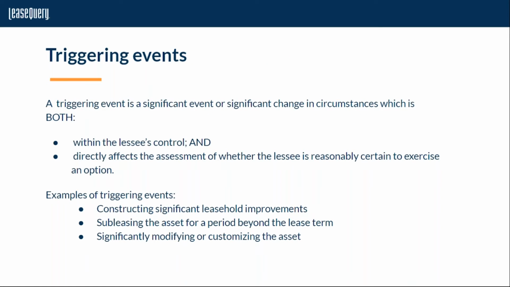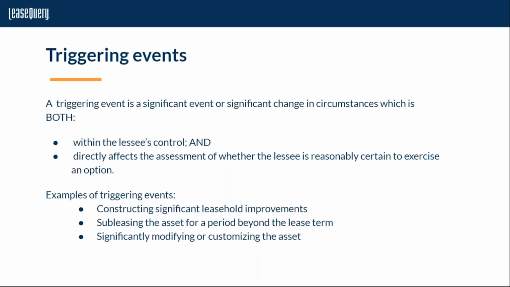Some examples of triggering events are constructing leasehold improvements, subleasing the asset for a period beyond the lease term, or significantly modifying or customizing the asset. With significant leasehold improvements, maybe you've done those a year before the lease is up. If they're of great cost, chances are you'd have the lease longer than just the one year remaining on the term and renew it. So examples of reassessments are changes in the lease term, purchase option assessments, residual value guarantee amounts, or the resolution of a contingency.